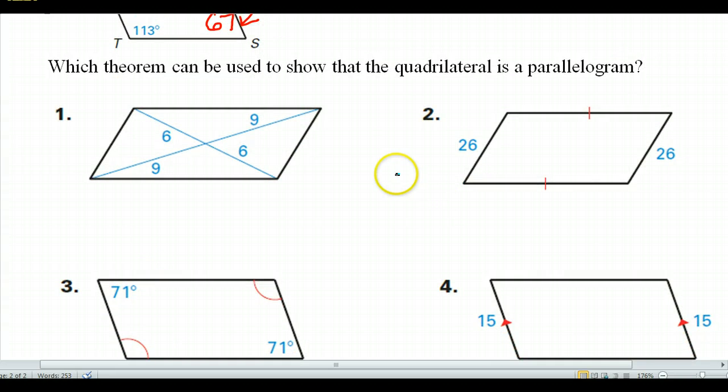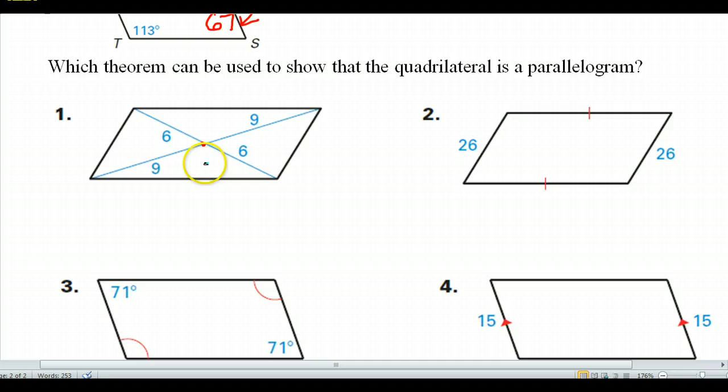Okay, so this one I'm not asking you why. Which theorem can be used to show that the quadrilateral is a parallelogram? Why do I know that number 1 is a parallelogram? Is it because opposite sides are congruent? Is it because opposite angles are congruent? It's the one about diagonals. The diagonals bisect. See how they're cutting each other in half?